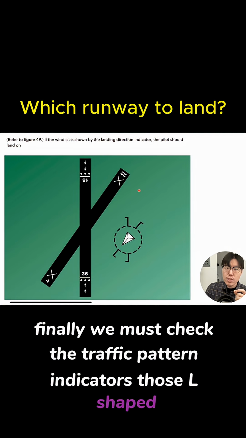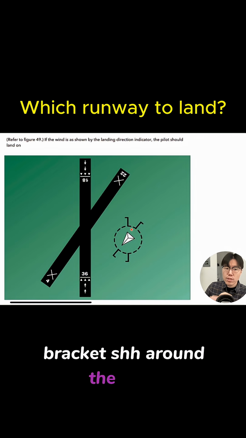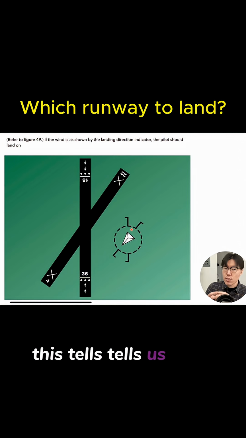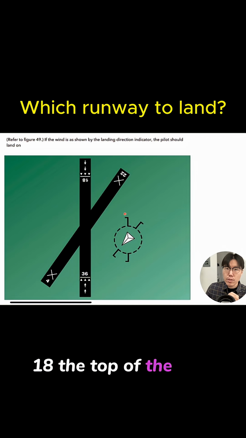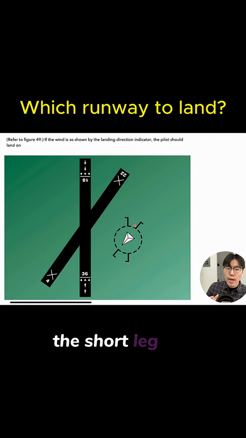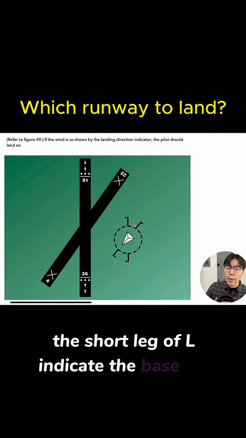Those L-shaped brackets around the circle tell us which way to turn. Find the L bracket aligned with runway 18, at the top of the circle. The short leg of the L indicates the base leg.